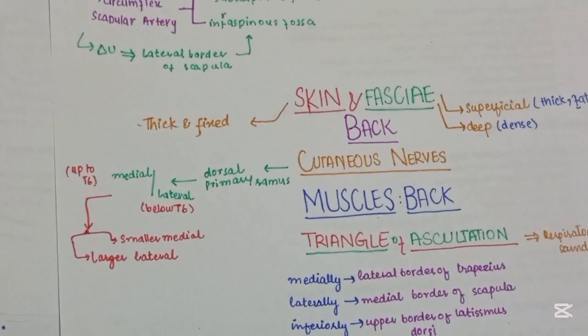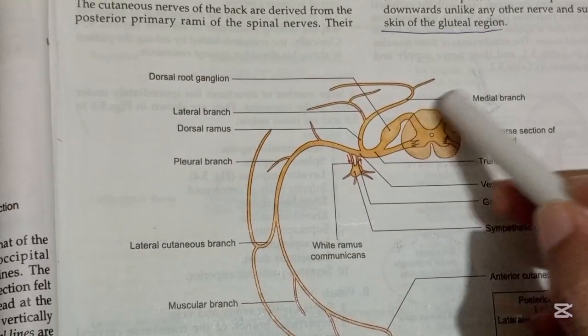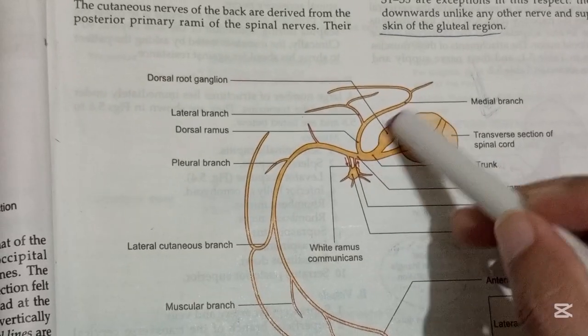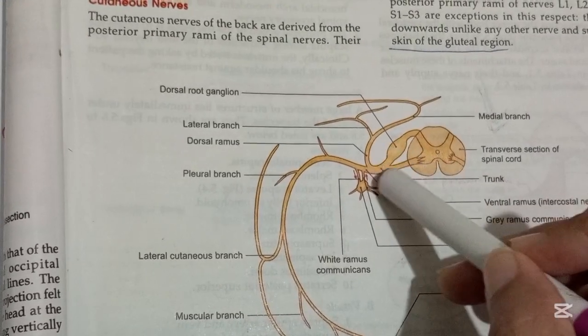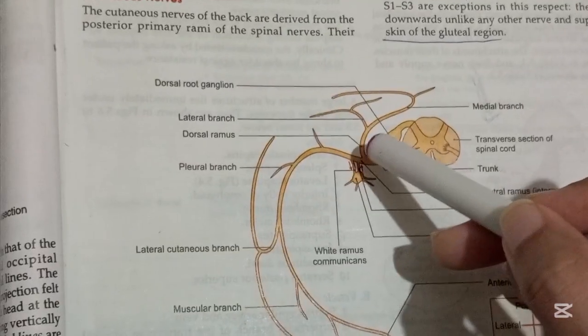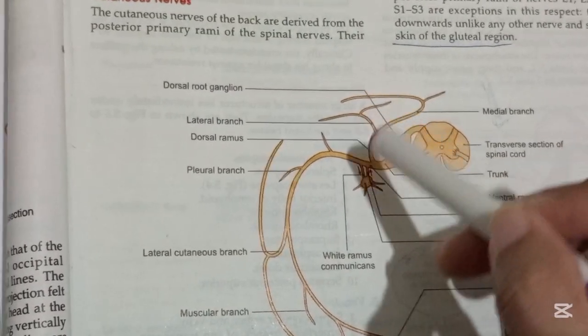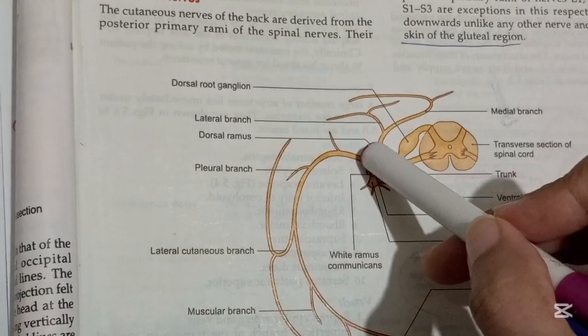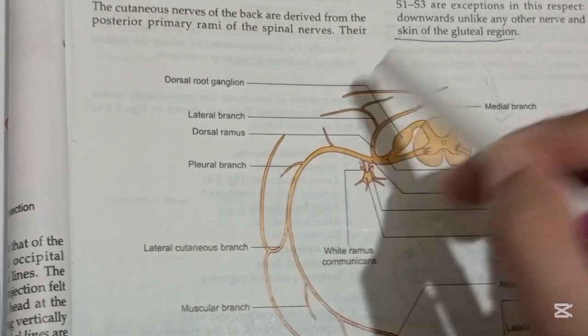So let's deal with this with this diagram. Here this is actually a segment from the spinal cord, and this is the dorsal root and this is your ventral root, and they combine to form this small part that is your spinal nerve. And this spinal nerve divides into a dorsal ramus and a ventral ramus. The dorsal ramus divides into medial branch and lateral branch.